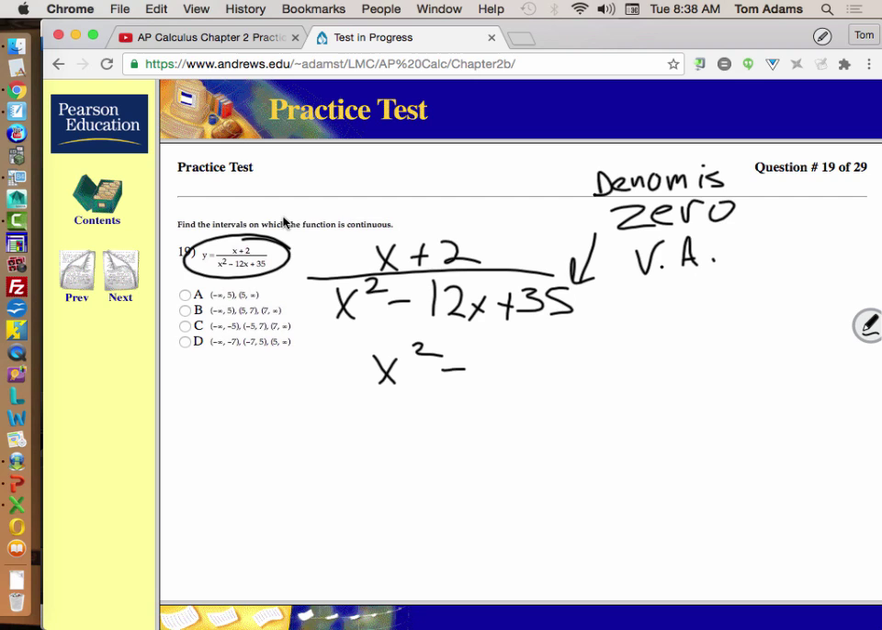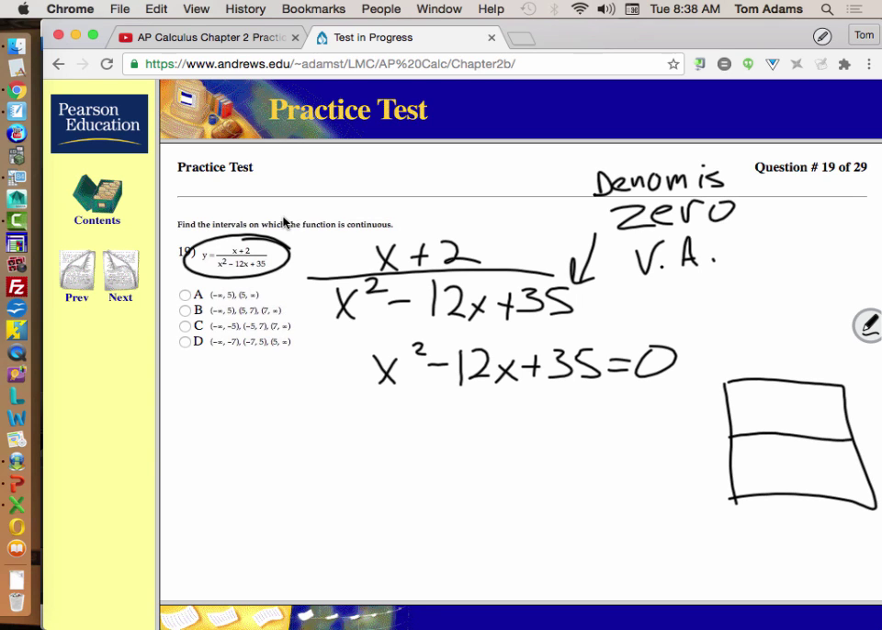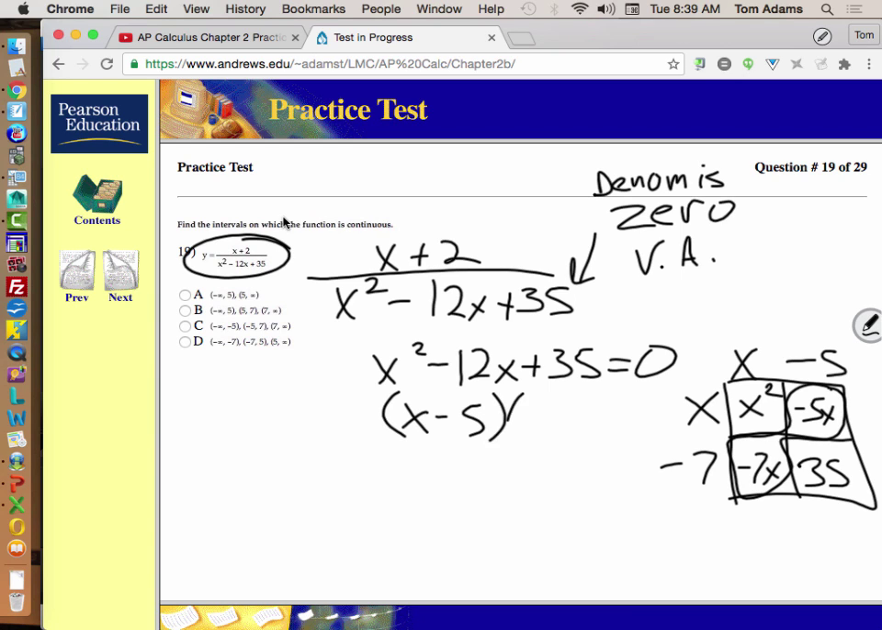So if I say x squared minus 12x plus 35 equals 0, because that's what I'm interested in, we could solve this. I think it's negative 5 and 7, but let's verify. x times x is x squared. Negative 5 times x is negative 5x. Negative 7 times x is negative 7x. And then negative 5 times negative 7 is positive 35. When you combine like terms, you get this. So in other words, x minus 5 times x minus 7 is equal to 0.